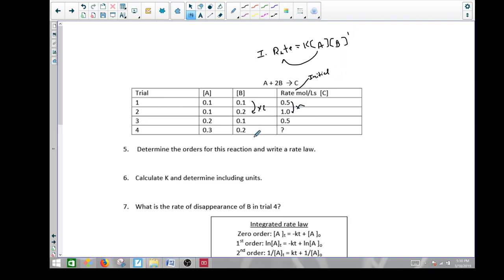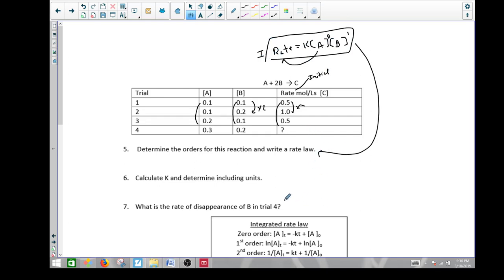Now here, we want to find one where B stays the same. We're not guaranteed to have a nice setup, but either way, this one stays the same, this one doubles, and the rate doesn't change at all. That means when I doubled the value of A, it had no effect on the rate, which means A must be zero order. Okay, and there we go. That's my rate law. This is the answer for number 5.